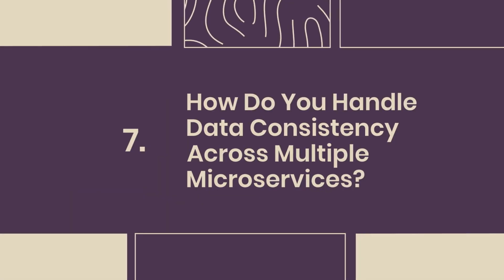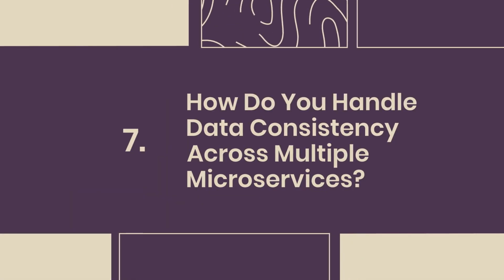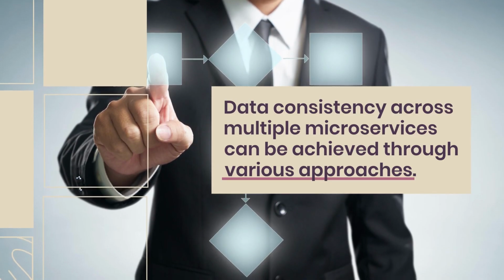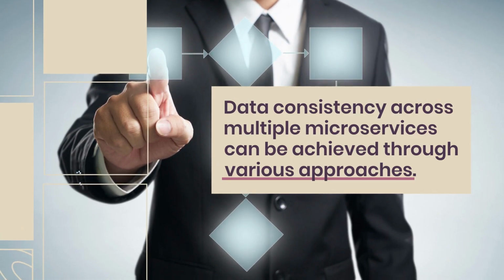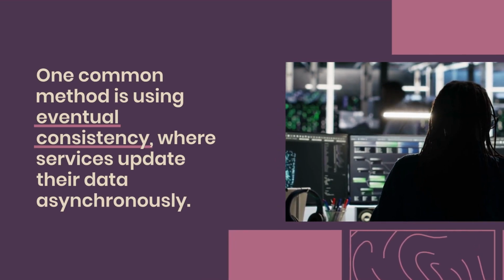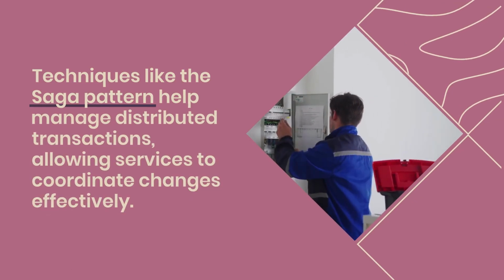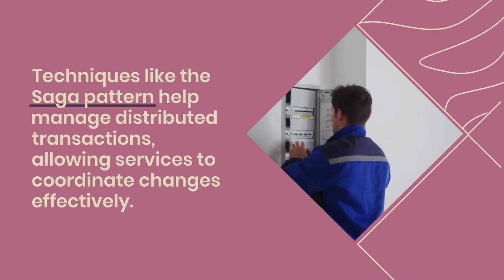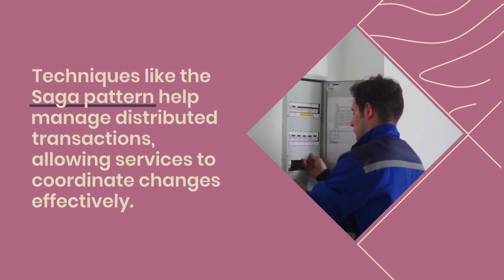7. How do you handle data consistency across multiple microservices? Data consistency across multiple microservices can be achieved through various approaches. One common method is using eventual consistency, where services update their data asynchronously. Techniques like the saga pattern help manage distributed transactions, allowing services to coordinate changes effectively.